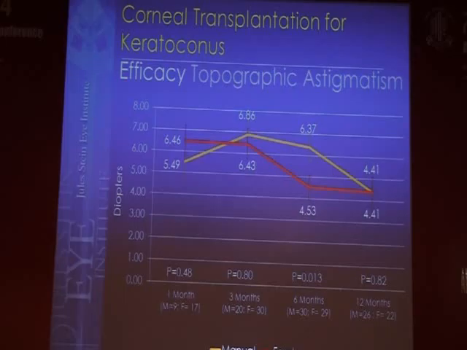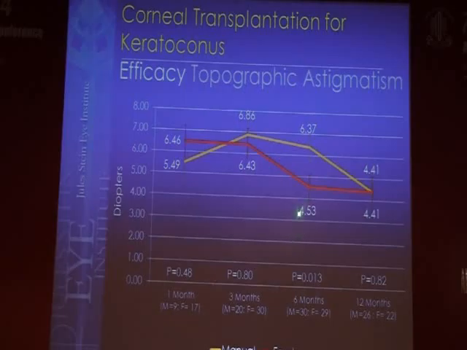Topographic astigmatism, probably the most important thing to us. What is the amount of astigmatism in these two groups? We can see that there's no significant difference other than at 6 months. There's significantly less astigmatism in the femtokeratoplasty group as compared to the manual keratoplasty group. But at a year, it's exactly the same.